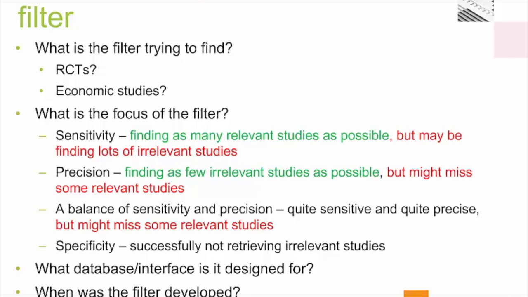So the types of focus of the filters that you see expressed are that the filter was sensitivity maximizing, finding as many relevant studies as possible, or precision maximizing, finding as few irrelevant studies as possible, with the trade-off that the filter might miss some relevant studies. Or was the filter aiming for some sort of balance between sensitivity and precision, being both quite sensitive and quite precise? But with that balance probably comes the fact that you might be missing some relevant studies. And then some filters are focused on specificity, and this measure is about successfully not retrieving studies that you think are irrelevant.